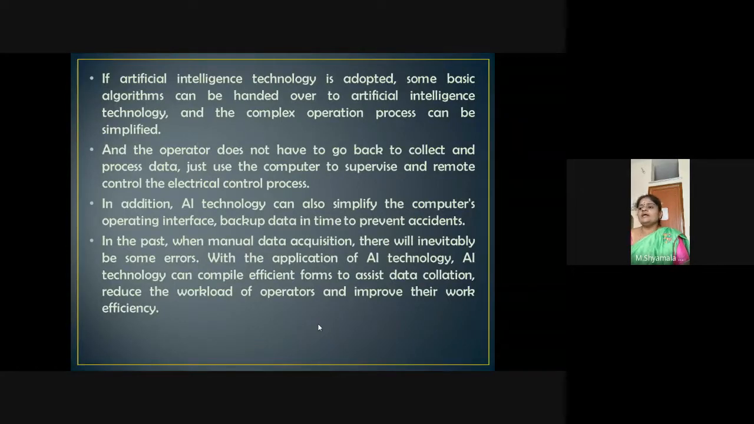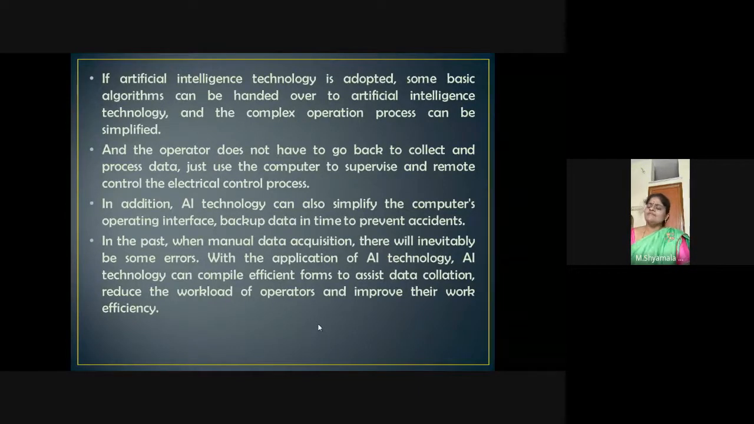And the operator does not have to go back and collect the process data. They just use a computer to supervise and remotely control the electrical control process. In addition, AI technology can also simplify the computer's operating interface and back up data in time to prevent accidents.